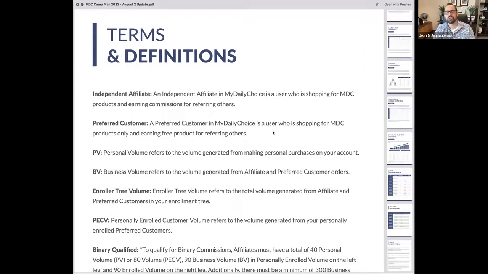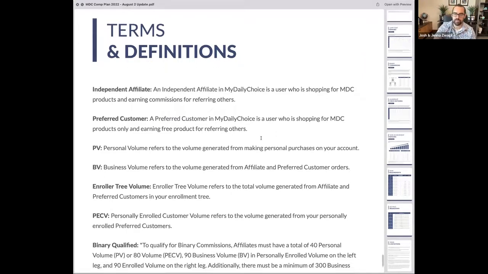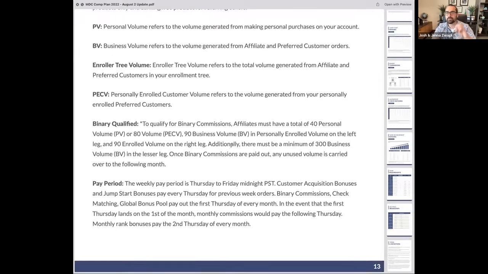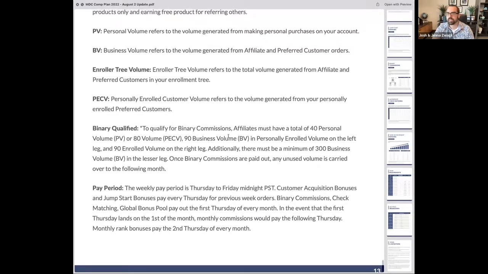If you're ever confused about different terms like PV, BV, enroller tree volume, at the very last page of the PDF, all the terms are here. It even talks about our pay period as well. So how we pay commissions weekly, when they get paid, when monthly commissions get paid, all of that information is back here in the PDF.